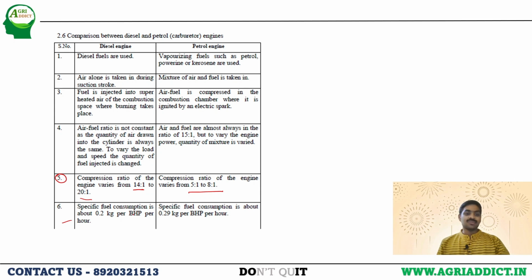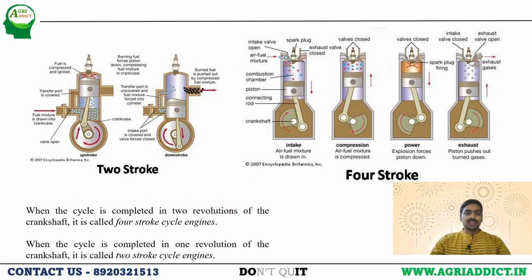Specific fuel consumption is about 0.2 kg per bhp per hour in a diesel engine, and it is 0.29 kg per bhp per hour in petrol engines. And these are the two-stroke engines and the four-stroke engines. There is not much to understand here. I will tell you briefly, and you will understand it very well.